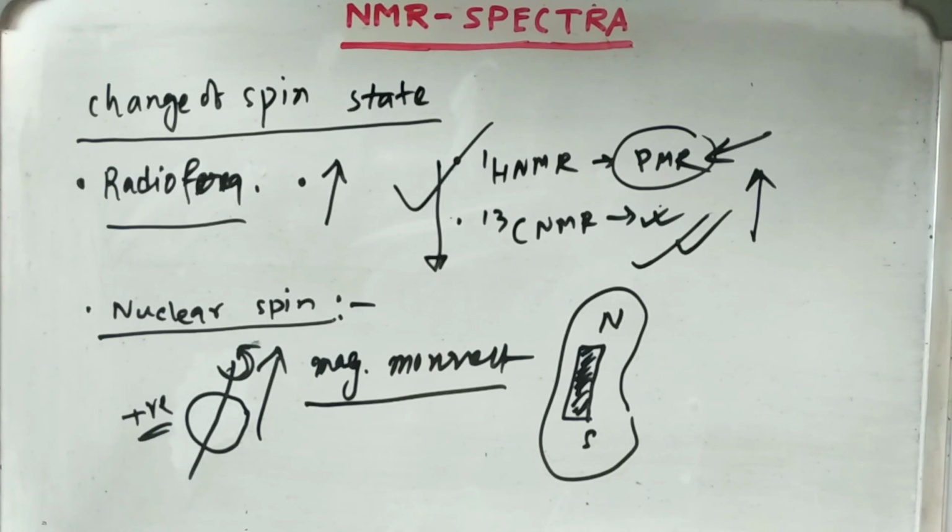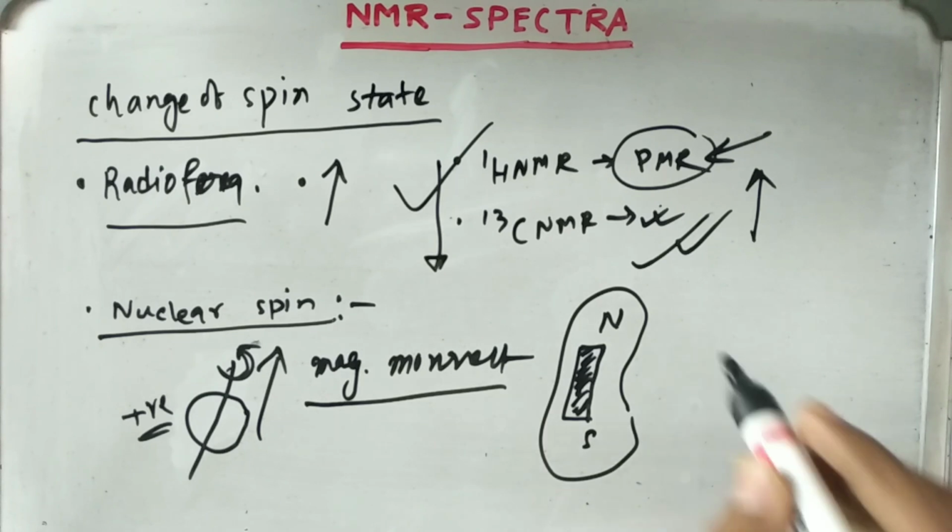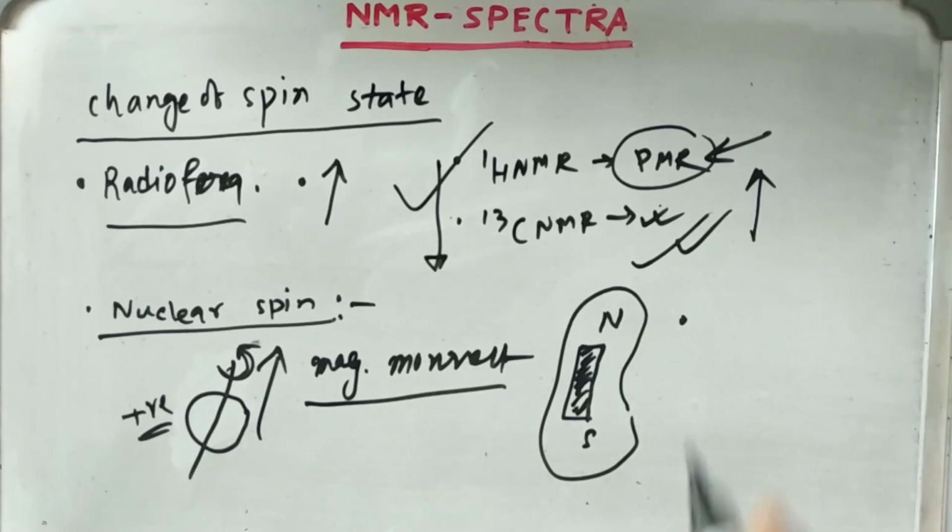Here one more point is important that we have to consider: the spin quantum number. The spin quantum number is very important to understand the theory of NMR spectroscopy. So what is the spin quantum number? The number of allowed spin states is also quantized.